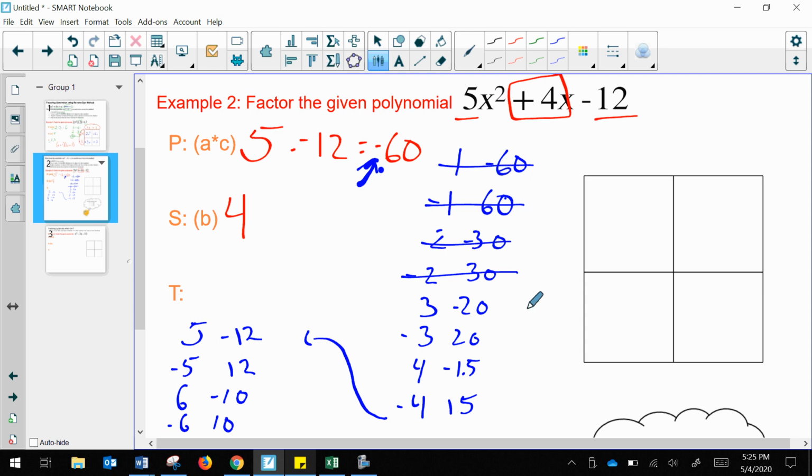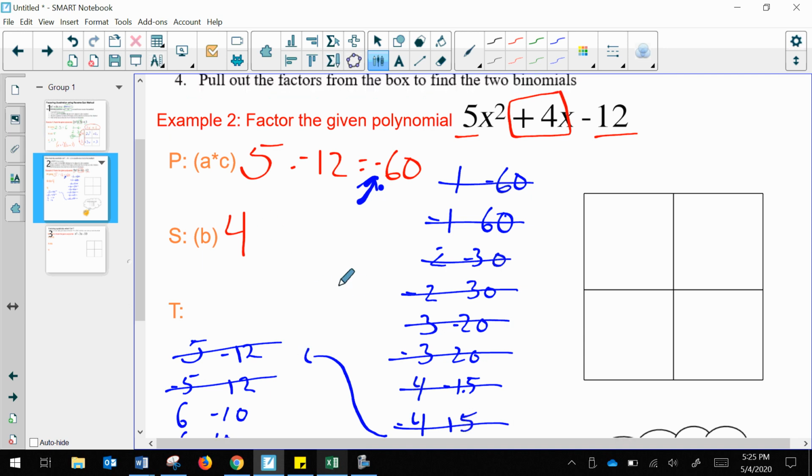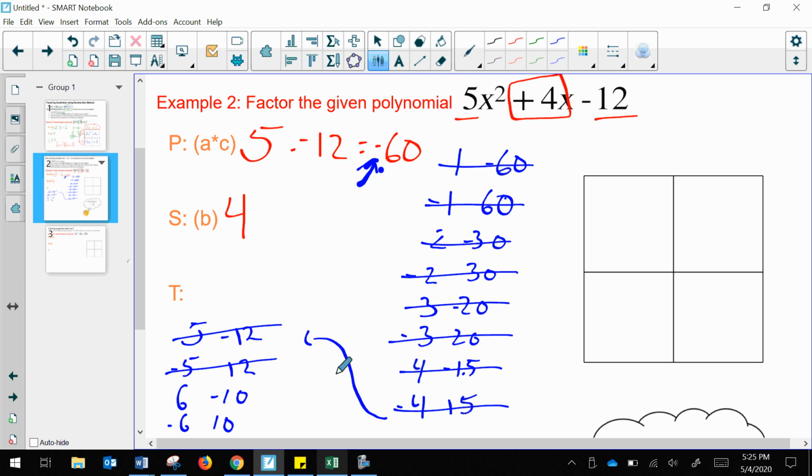3 and negative 20 would give me negative 17. 4 and negative 15 would give me negative 11. So we're getting closer. 5 and negative 12 would give me negative 7. Almost there. 6 and negative 10 would give me negative 4, but I'm looking for positive 4. So that one won't work. But if I take negative 6 plus 10, that will give me positive 4. So my two numbers are negative 6, positive 10.